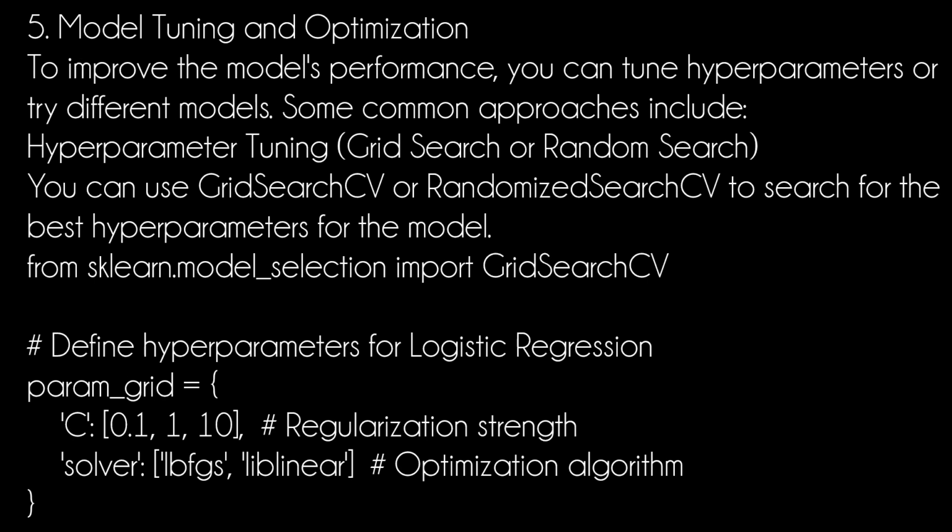Model tuning and optimization. To improve the model's performance, you can tune hyperparameters or try different models. Some common approaches include hyperparameter tuning. You can use GridSearchCV or RandomizedSearchCV to search for the best hyperparameters for the model.